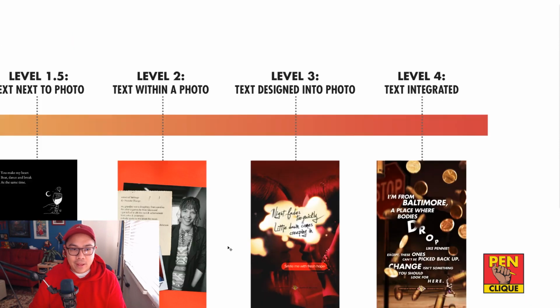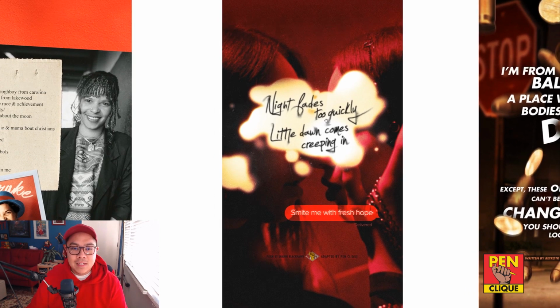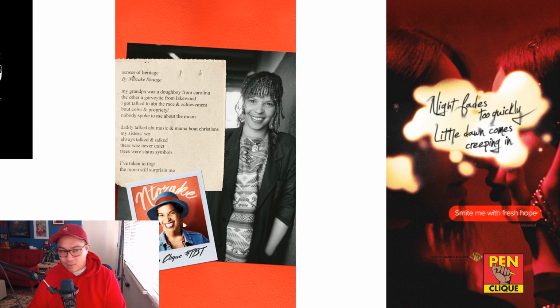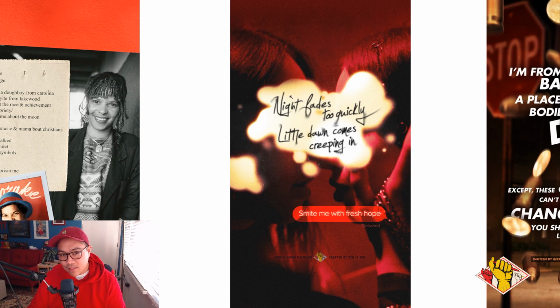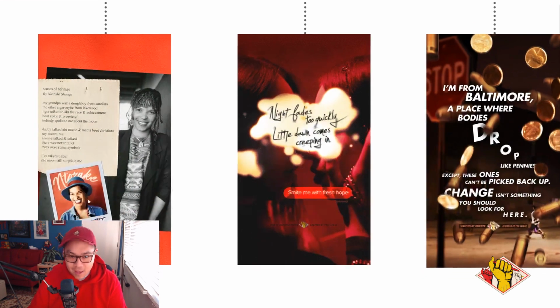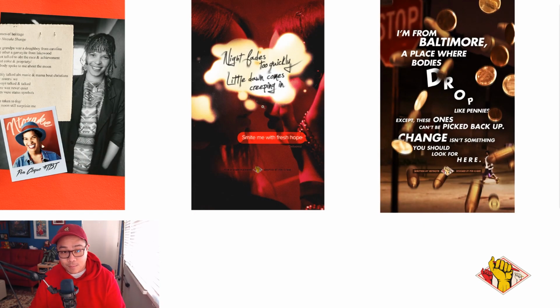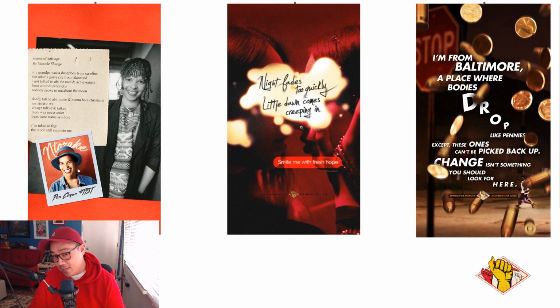All right, level 3, text designed into the photo. What I mean by that is this text is designed into the photo, in that it's not just text written out and within a frame. Now we're starting to consider the word placement, right? So "night fades too quickly." So "too quickly" goes underneath "night fades." That creates a line break. And now we've got smudges on the text because maybe it's fading away. And then here, "smite me with fresh hope" is designed as if it's in a text bubble, right? So now we're starting to consider what this means visually.